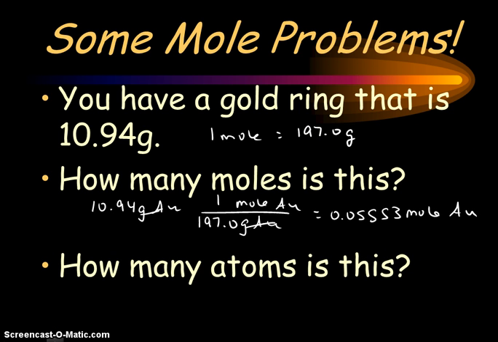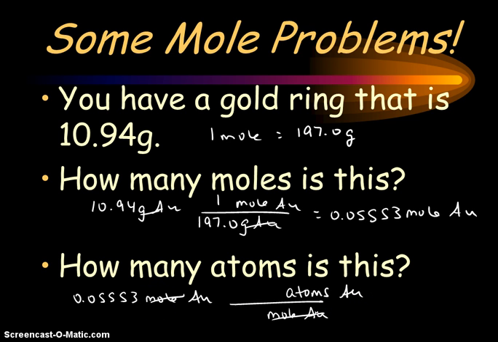So now, let's say we want to find out how many atoms this is. Well, we can start with the 10.94 grams, or we can start with the 0.05553 moles, since they're equal. So we'll start with the 0.05553 moles of gold. We're going to want to cancel out moles this time, so we'll put it in the denominator. And we want to convert to atoms of gold, so we'll put that in the numerator.